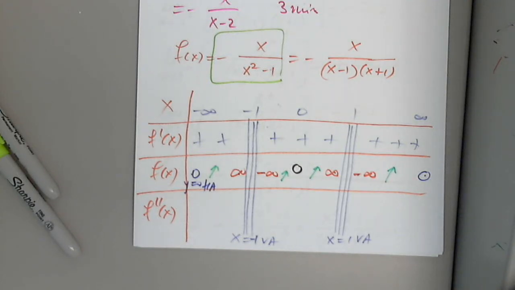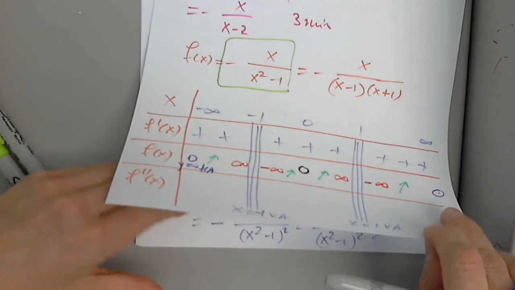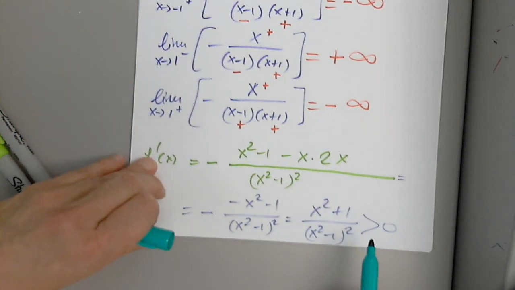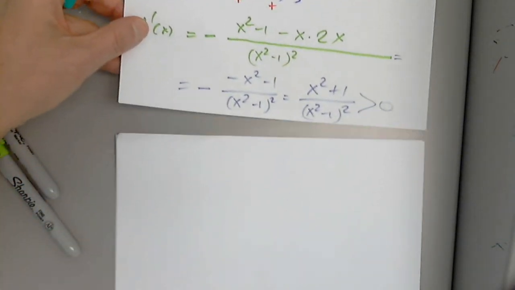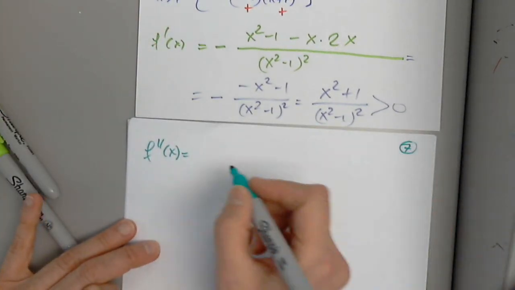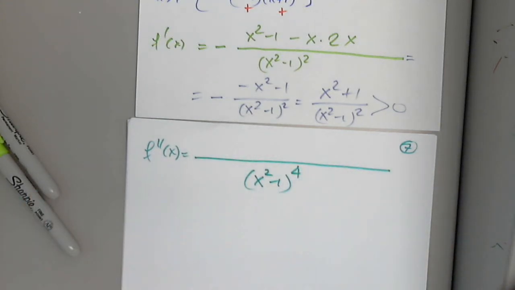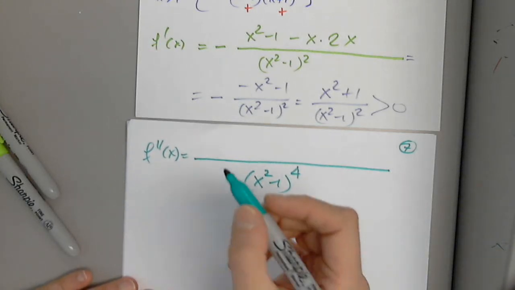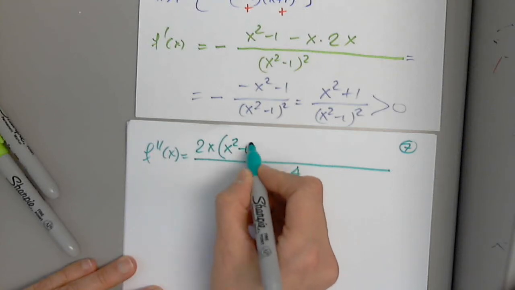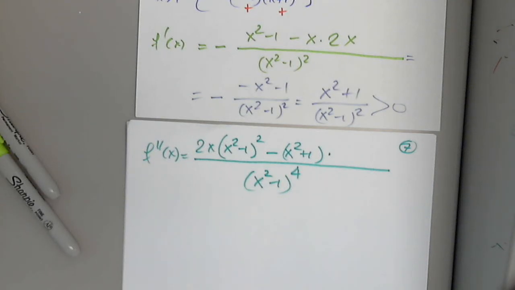Okay, now let's look at the second derivative. And this time we're going to look at symmetry for this function. If you ask me, do I really want to differentiate this? My answer would be no. But here's the second derivative. Top function prime: 2x. Excellent. x squared minus 1 squared, minus x squared plus 1 times the denominator prime.